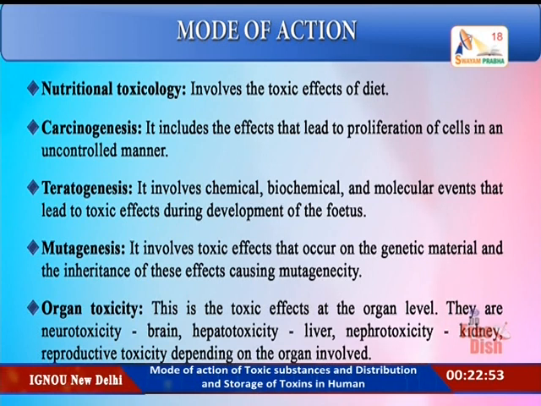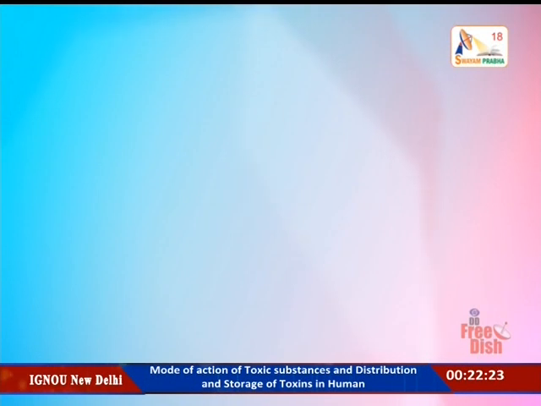Organ toxicity. This is the toxic effects at the organ level. Now this can be neurotoxicity, that is toxicity occurring to the brain, hepatotoxicity, which is the toxicity that occurs to the liver. Nephrotoxicity is toxicity at the kidney level. Then we also have immunotoxicity and reproductive toxicity. All this depends on the type of the organ that is involved, and that is why we refer to this as organ toxicity.